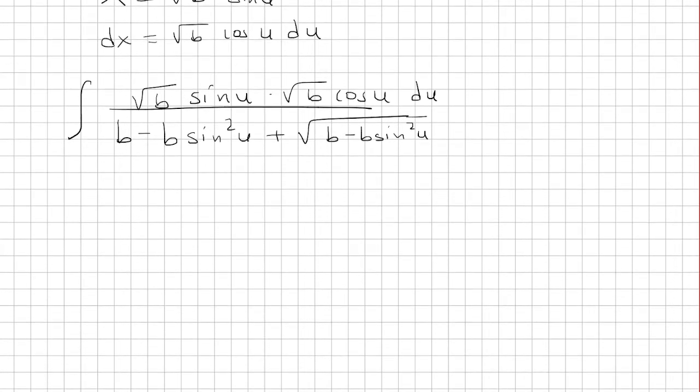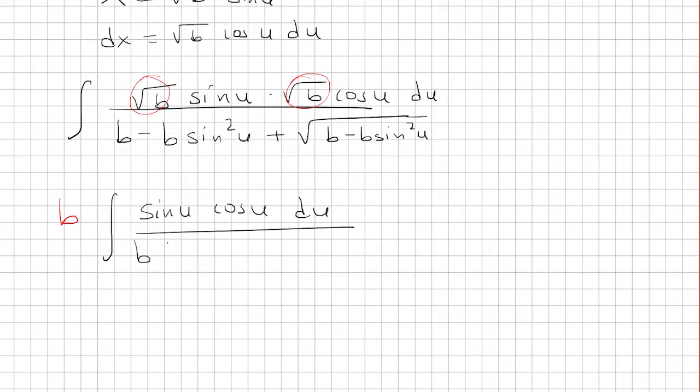Now we can simplify. The square root of b's will turn into just b, and I can factor that out. So I'm left with sine u cosine u du. And on the bottom, we can factor out a b. Get 1 minus sine squared, and then 1 minus sine squared again.